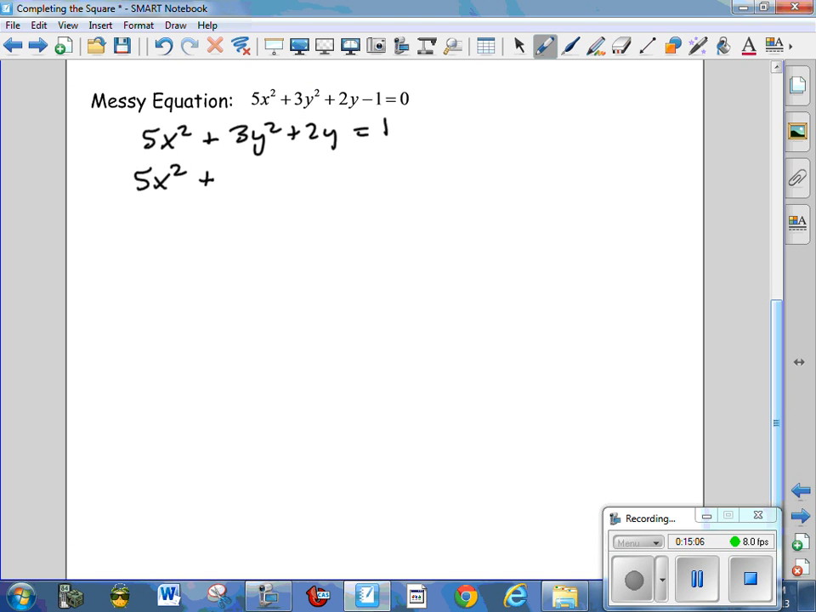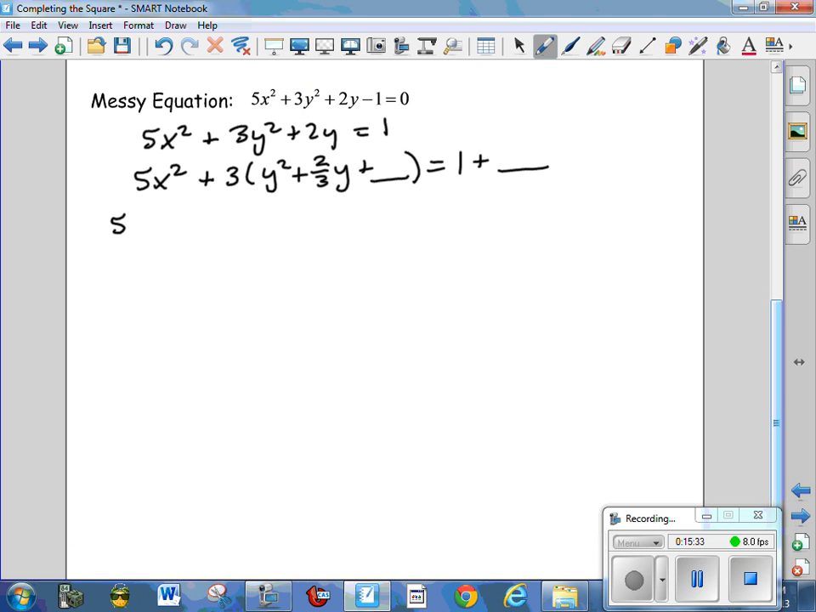Factor out a 3, and I'm going to have y squared plus, well, if I divide 3 by 3, I get 1. If I divide 2 by 3, I get 2/3. Y plus blank equals 1 plus blank. I'm only adding one thing, so I only need one blank. Then I need to figure out what half of 2/3 is. And let me just stop here.